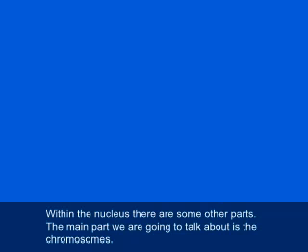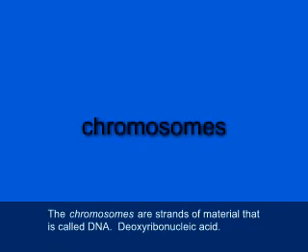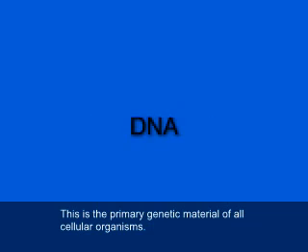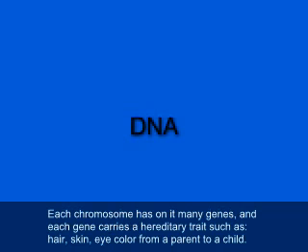Now, within the nucleus there are some other parts, and the main part we're going to talk about is the chromosomes. The chromosomes are strands of material that is called DNA, deoxyribonucleic acid, and this is the primary genetic material of all cellular organisms. And each chromosome has on it many genes, and each gene carries a hereditary trait such as hair, skin, eye color from a parent to a child.